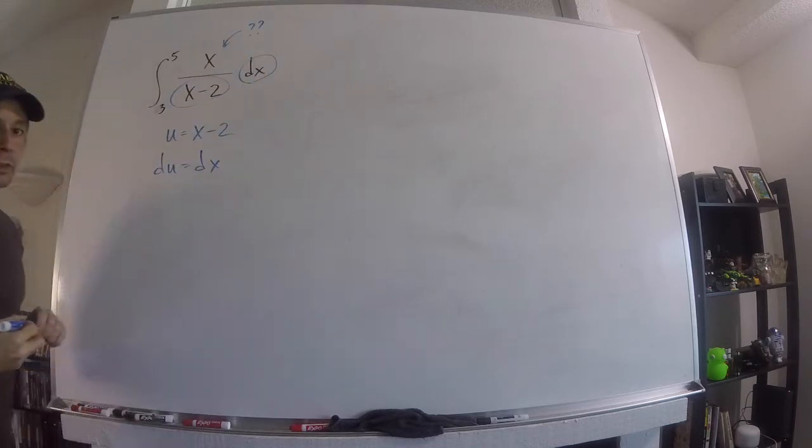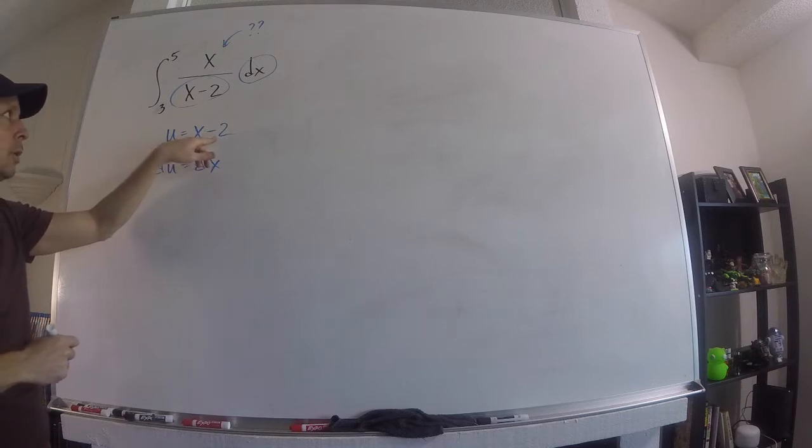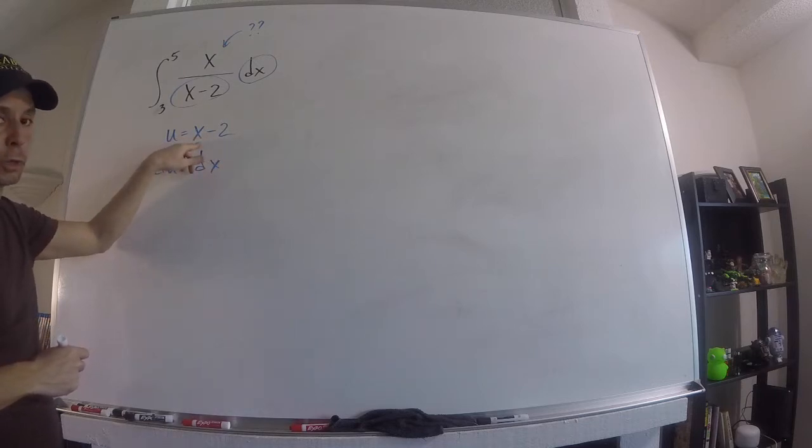You have an extra x that's unaccounted for. So this is a trick where, I won't say it's a trick, but you can actually solve this for x and express it in terms of u.